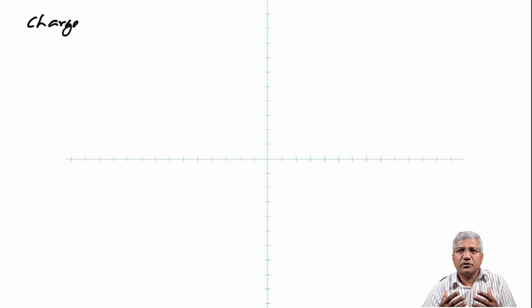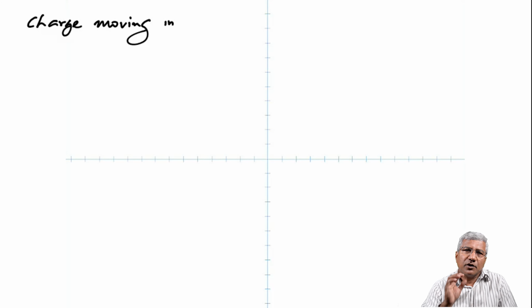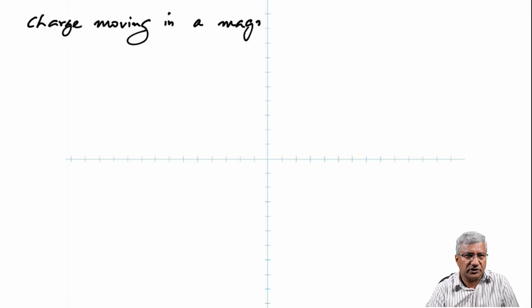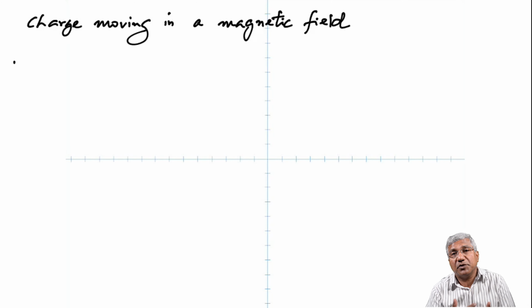A charge moving through a magnetic field. Now we've got to be careful here. We are assuming this is a positive charge, especially when it comes to direction. You always state it with respect to a positive charge. So if it's a negative charge, the direction will be opposite.